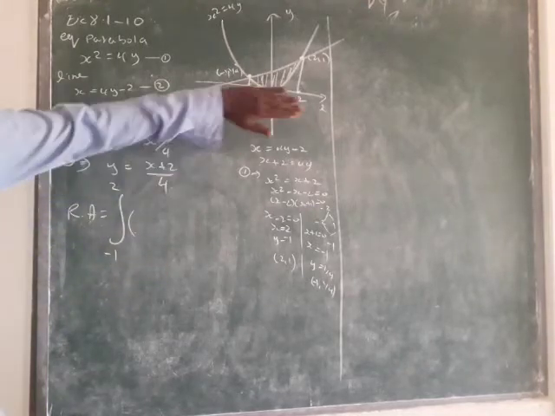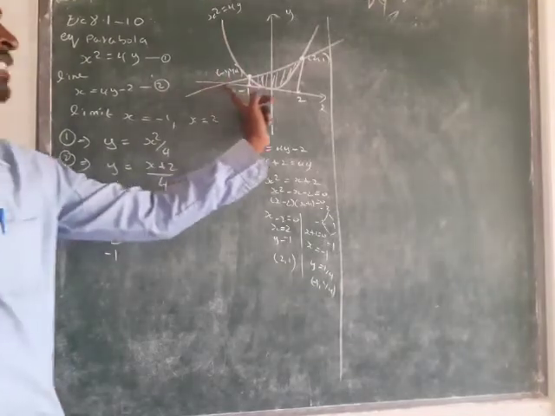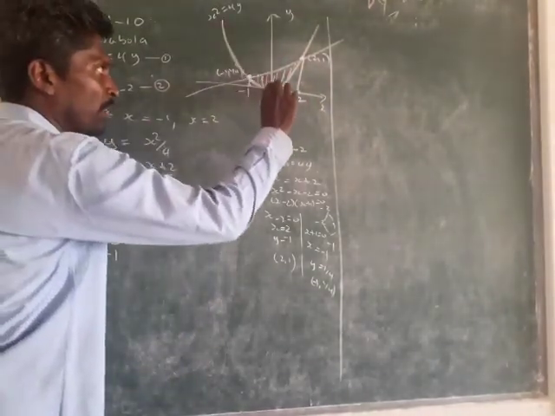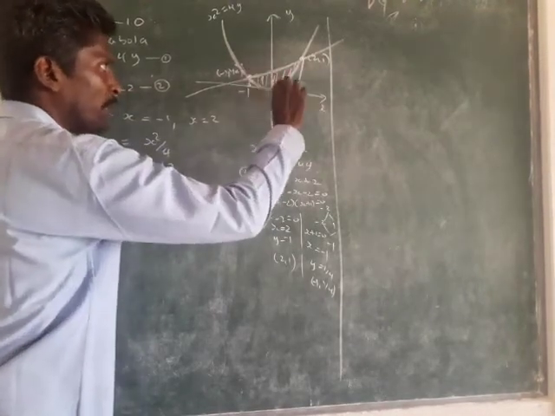I take the limit in x-axis. What is above, line or curve? Here the line is above. So see the diagram like that. The parabola is under the line. So line is above, curve is below.